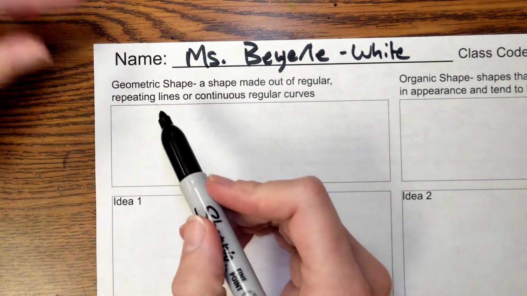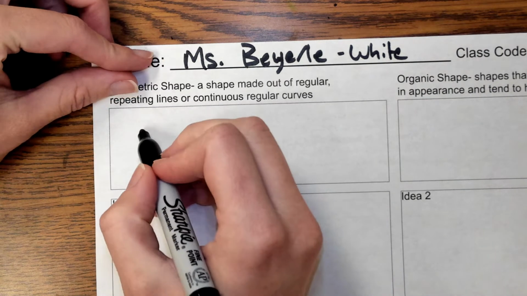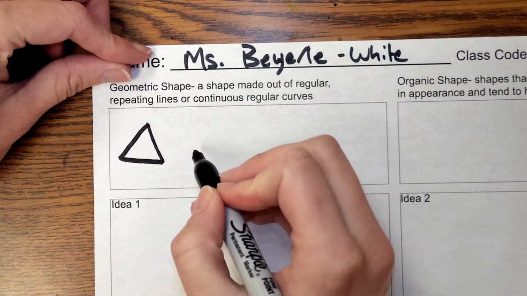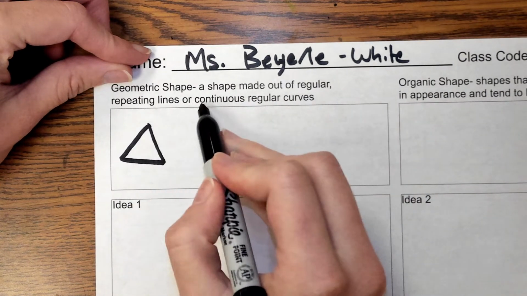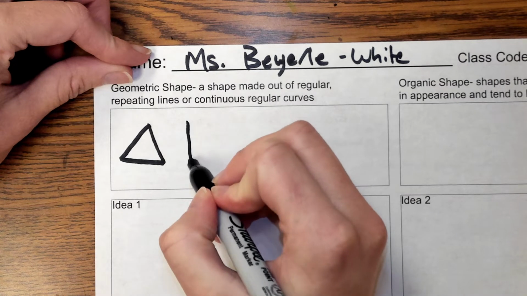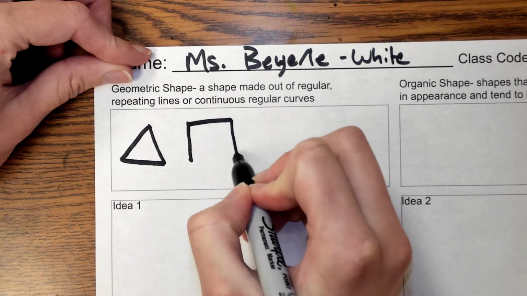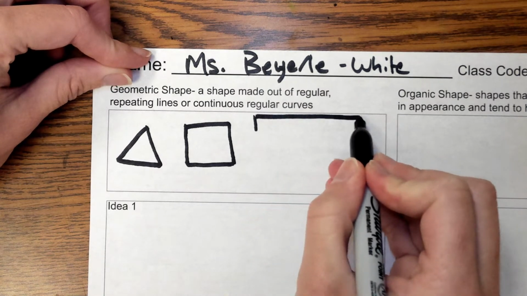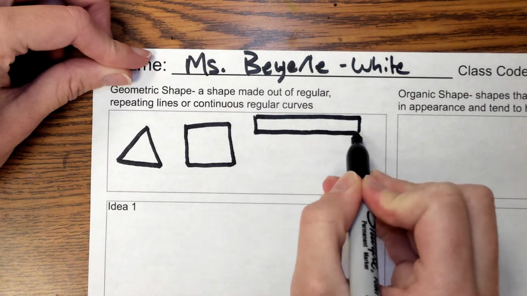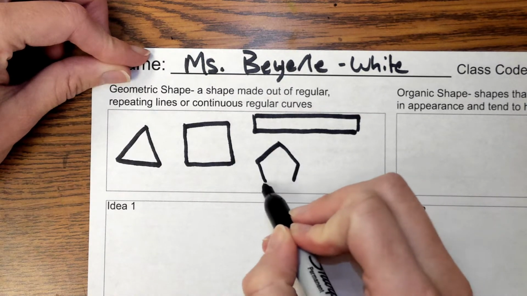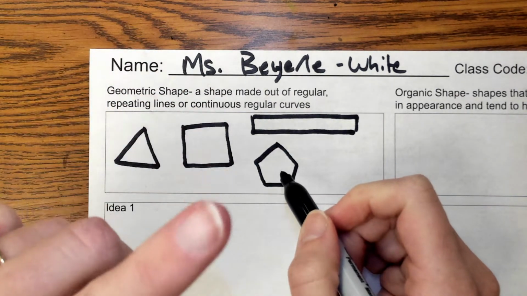A geometric shape is a shape like a triangle or a square, or something that is made out of regular repeating lines or continuous regular curves. So in the space where it says geometric shapes, I'll draw several different geometric shapes. Again, you'll be using pencil for this part. I'm just using marker so it's easier to see on the camera.